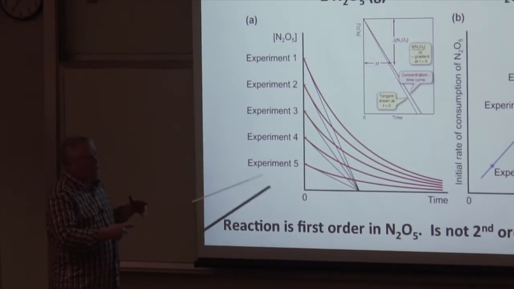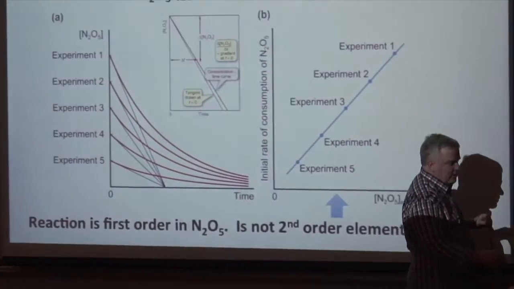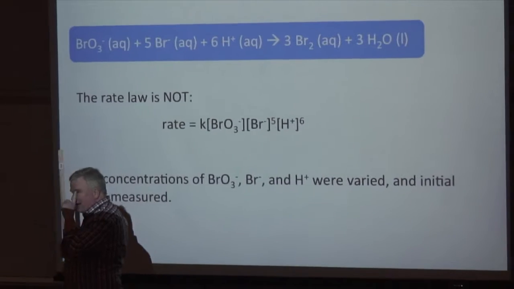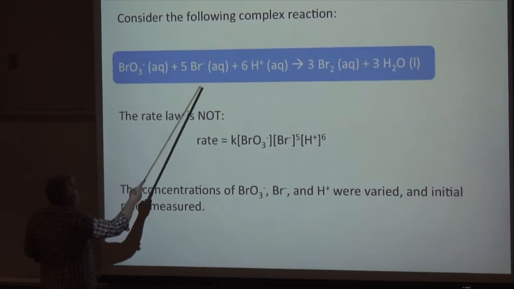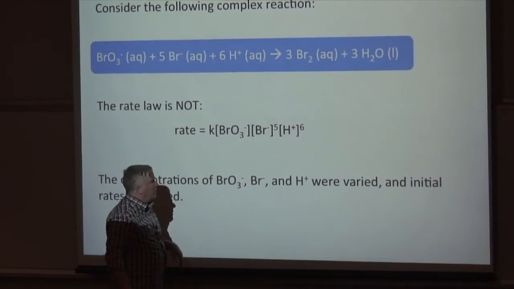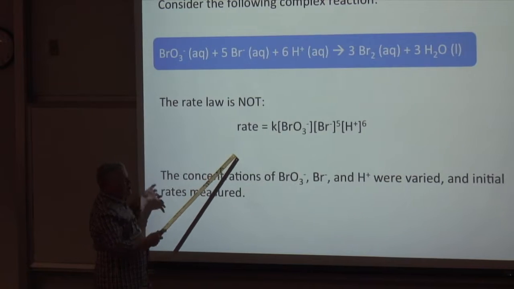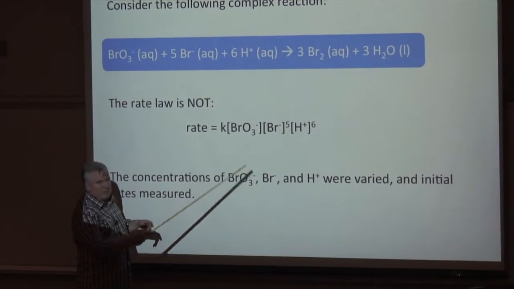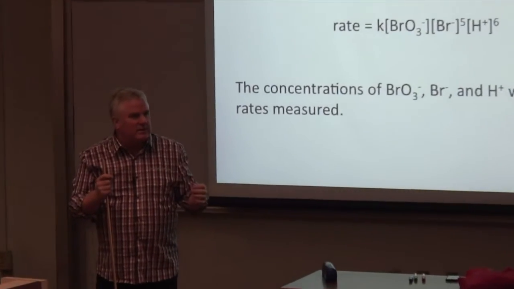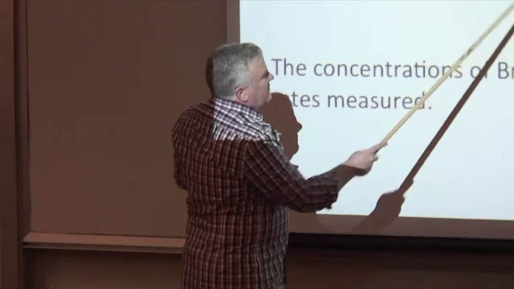But we've had to do a lot of experiments to do this. Now imagine we have a more complicated reaction, this particular reaction. Bromate reacts with a whole bunch of bromide and a whole bunch of acid to give us bromine and water. Now, because we're chemists, we know that it's not an elementary reaction. If it were an elementary reaction, that would involve 11 molecules having to collide at one single instant in time, and that's just not going to happen. The likelihood of that happening is infinitesimally small. So we know that's not the rate law.